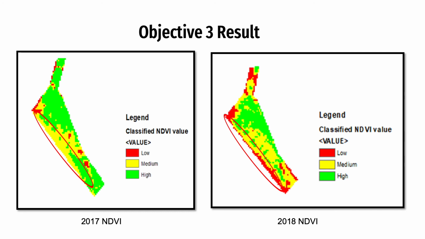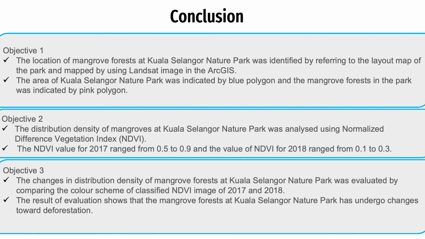So we will proceed with the conclusion. The conclusion for objective 1: the location of the mangrove forest at the park was identified by referring to the layout map of the park and a map using Landsat image in ArcGIS. The area of Kuala Selangor Nature Park was indicated by a blue polygon, and the mangrove forest in the park was indicated by a pink polygon.